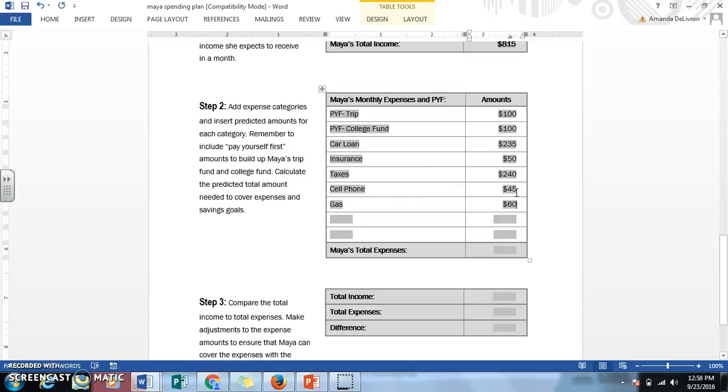So her cell phone, she spent between $35 and $45 a month. And whenever we're creating a budget plan, it's best to aim high. So I took the biggest number. For gas, it was between 40 and 60. So again, I took that $60.